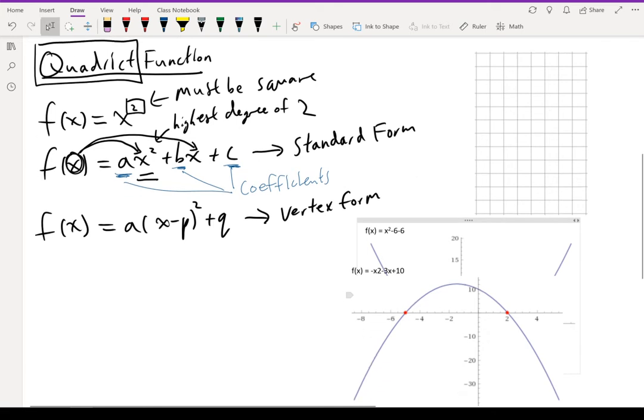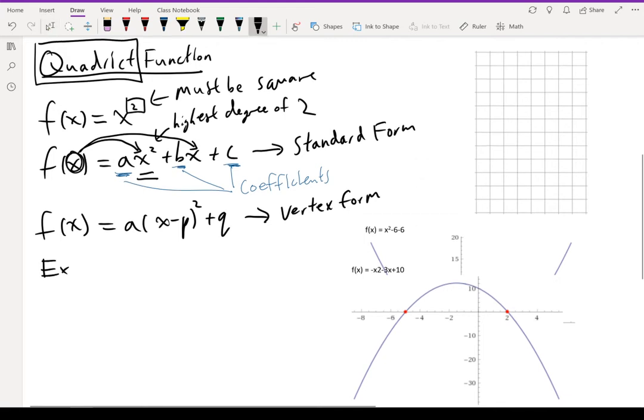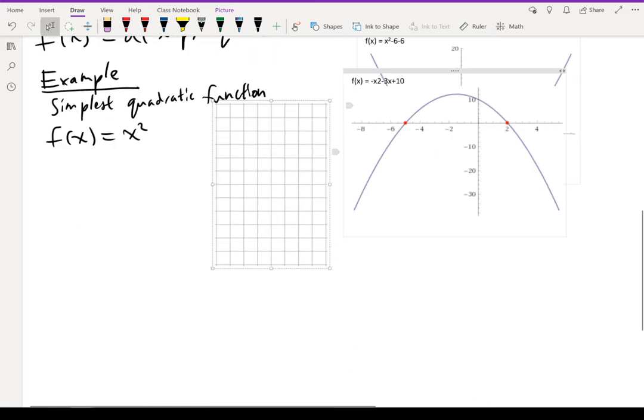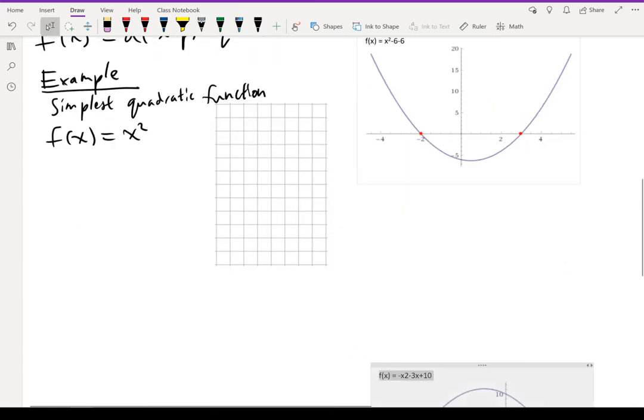So let's go back to a quadratic function. I want to look at an example, and this will be the simplest quadratic function, that is f of x equals x squared. I don't have any coefficients; my coefficient is 1, and I don't have any other terms. I don't have bx, I don't have c. We're only looking at f of x equals x squared. Now I'm going to bring this back, and I'm going to move these away. We're going to look at these later.